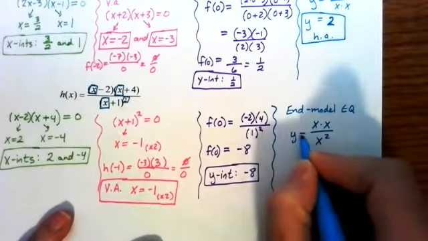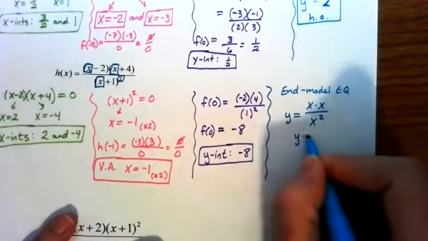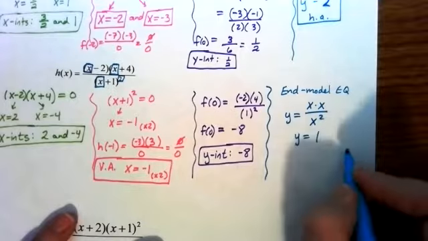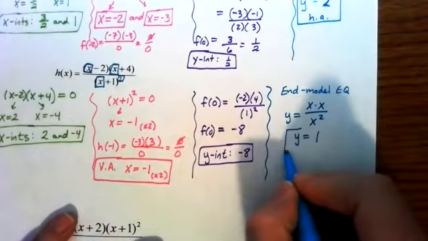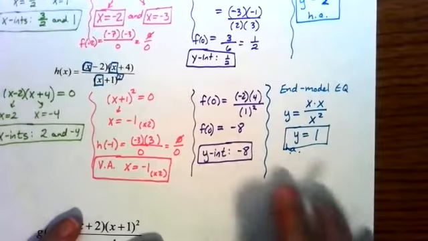This is our equation, y equals x times x over x squared. This is the same thing as y equals 1. And so we have a horizontal asymptote of y equals 1. Label that horizontal asymptote. Okay, so we'll leave that for now.